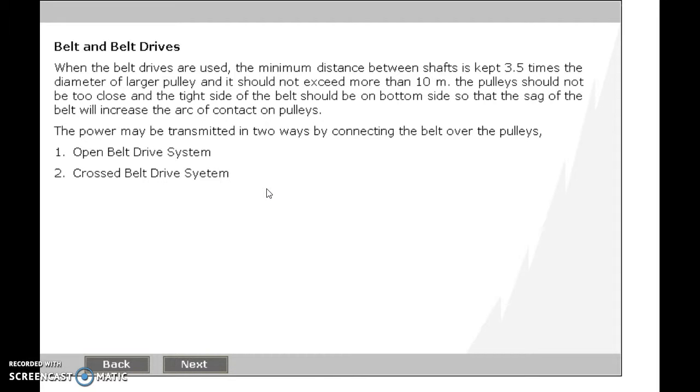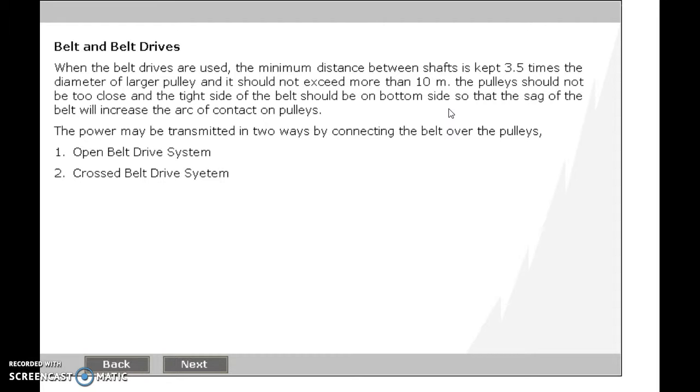Basically, when belt drives are used, the minimum distance between the shafts is kept at 3.5 times the diameter of the larger pulley, and it should not exceed 10 meters. The pulleys should not be too close, and the tight side of the belt should be on the bottom side so that the sag of the belt will increase the arc of contact on the pulleys.